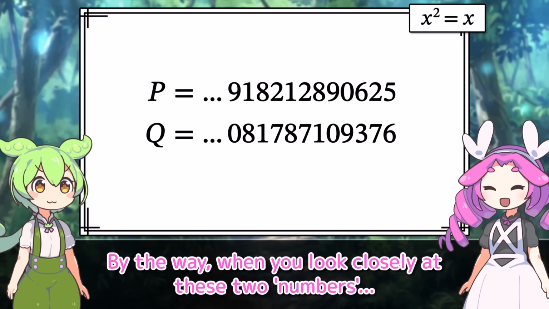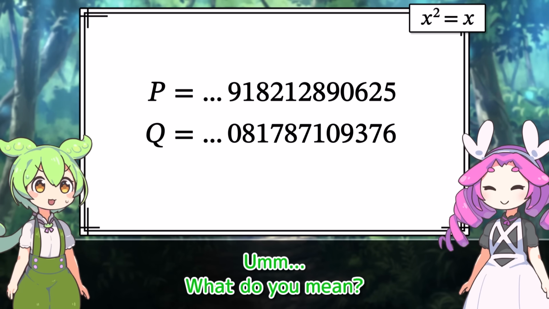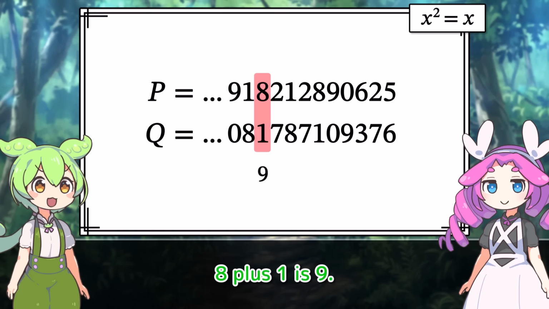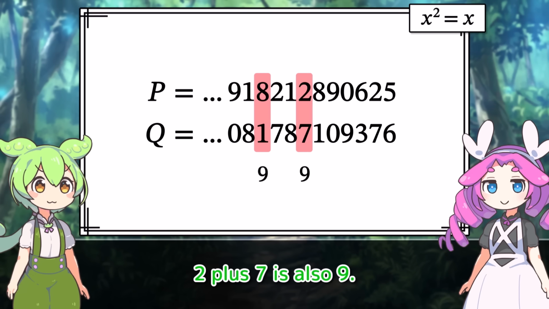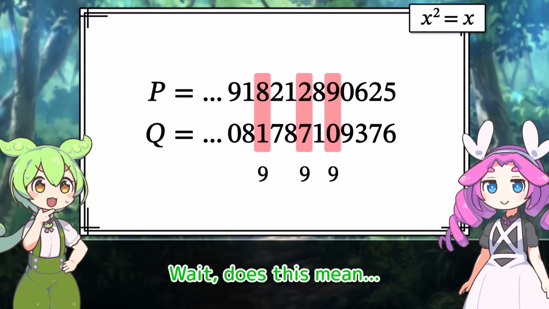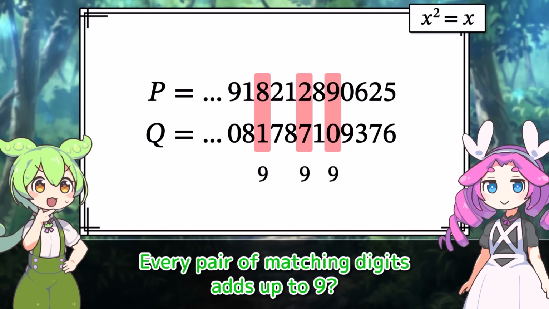By the way, when you look closely at these two numbers, do you notice anything? What do you mean? Then what happens if we add them? 8 plus 1 is 9. What about these two? 2 plus 7 is also 9. And these two? There's more? 9 plus 0 is also 9. Wait, does this mean... every pair of matching digits adds up to 9?